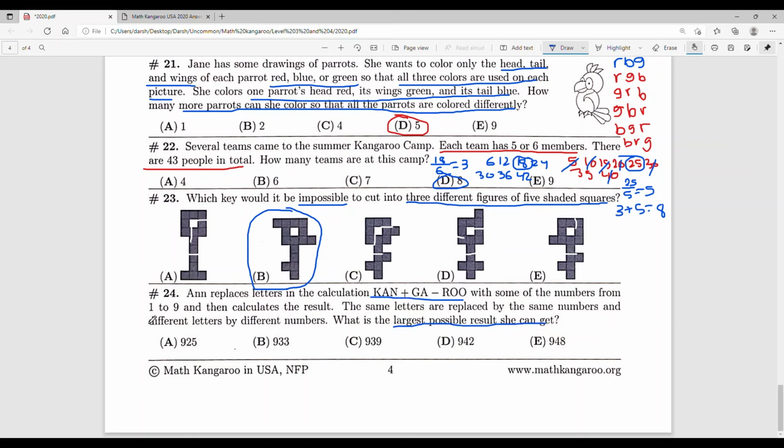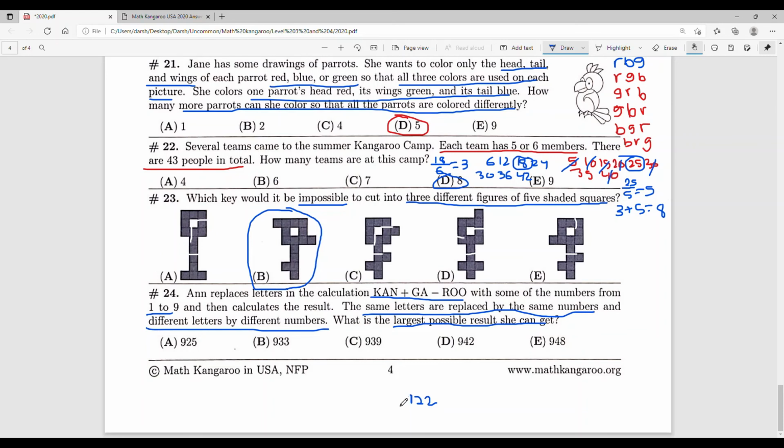So this is the equation, and 1 through 9, the same letters are replaced by the same numbers, and different letters are replaced by different numbers. So if we see CAN plus GA minus RU, we want the largest possibility. So when we subtract, we want this number to be as small as possible. So the smallest possibility for RU, because if it's larger, it'll take out more from our sum. So we want R to have the least amount of value, so we want it to have 1. Then U to be the next least, which is 2. And U has to be the same for both of them, so it would be 122.